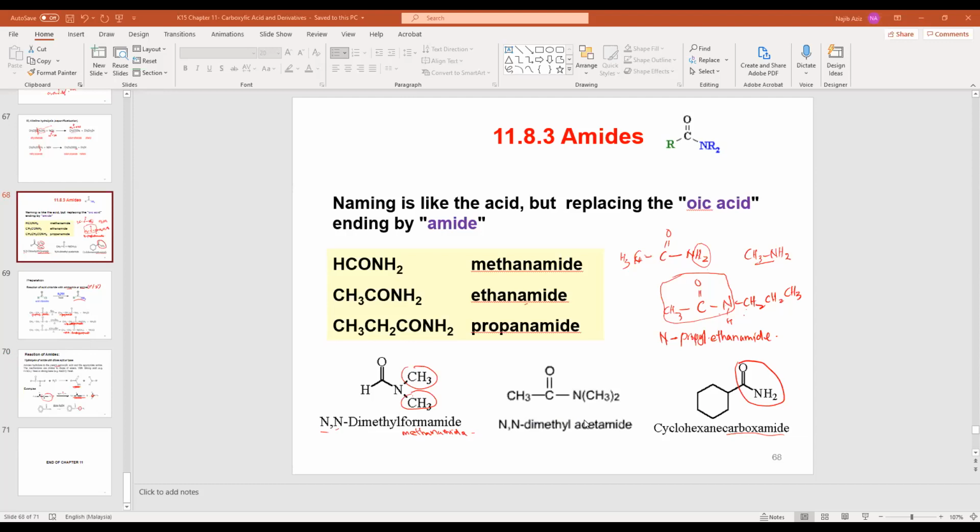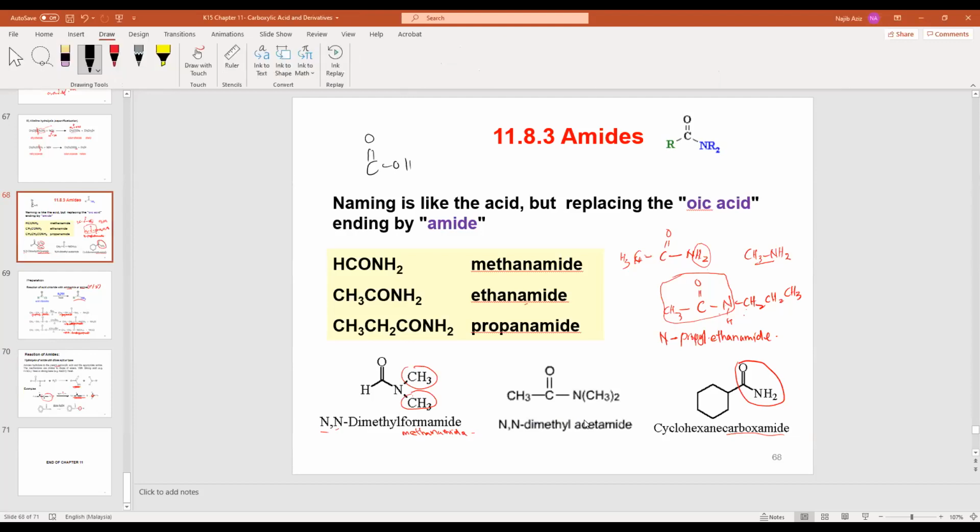Okay, so for naming amide, it is like carboxylic acid, except the words oic acid we change to amide only. So let's say I have C double bond O OH CH3. So this is ethanoic acid.